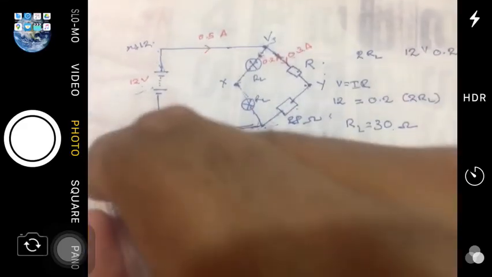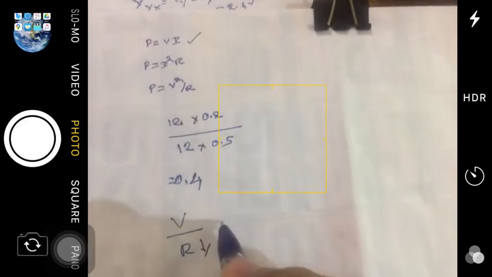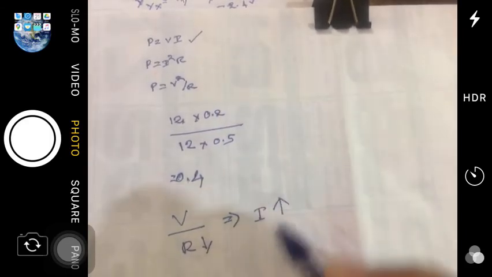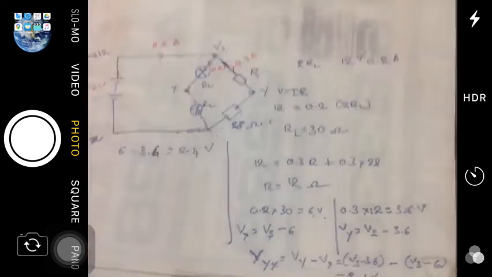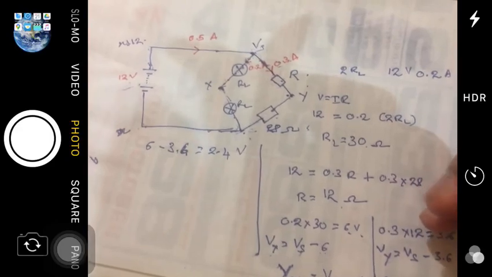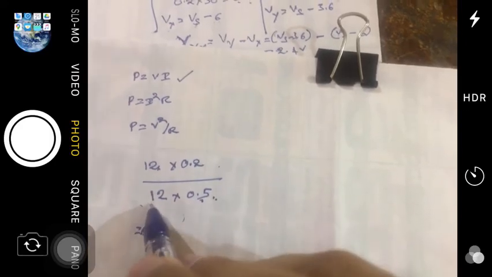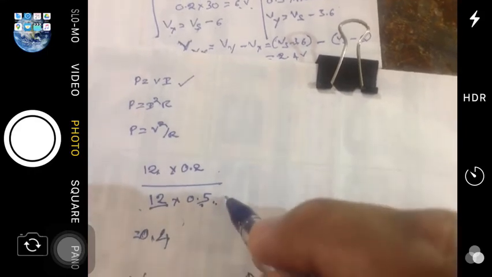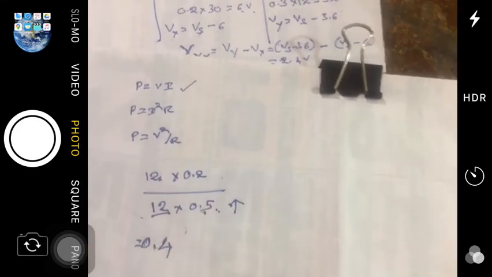So the V remains the same, but the R is reducing. That means I would increase. V is equal to IR. But when current increases, what would happen now? Here, this is the potential difference due to the bulb. That depends on the EMF of the battery and the total current. So when the total current increases, this factor, the denominator, is going to increase.